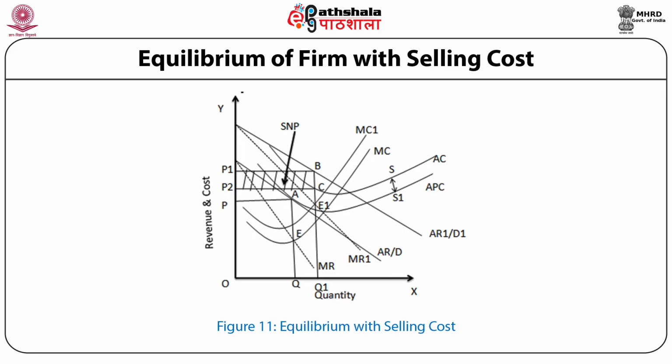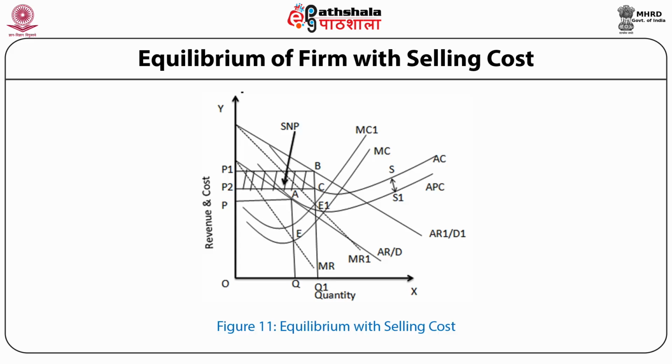Equilibrium of firm with selling cost. Equilibrium of a firm with selling cost has been shown in figure number 11. AR and MR are the initial average and marginal revenue curves. APC and MC are the initial average production cost and marginal cost curves. Initial equilibrium is at point E. The firm is producing OQ level of output and charging OP price. Here, the firm is getting normal profits.